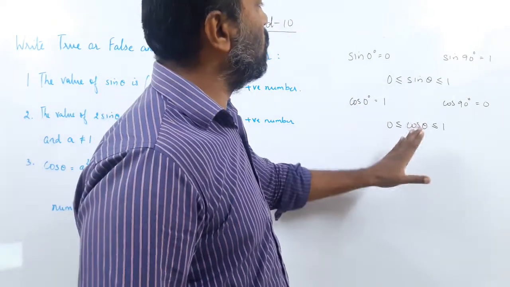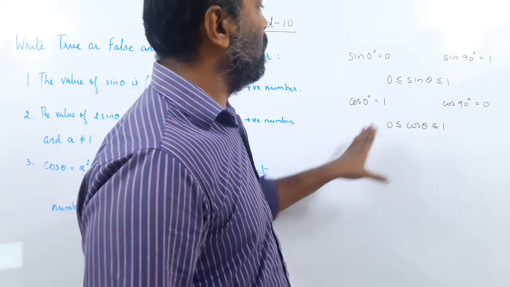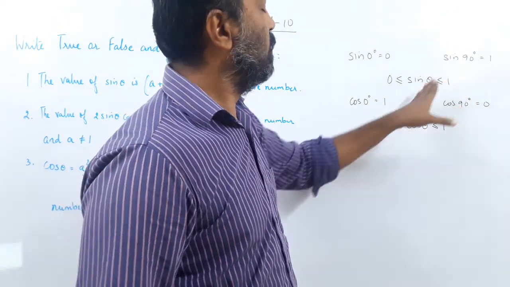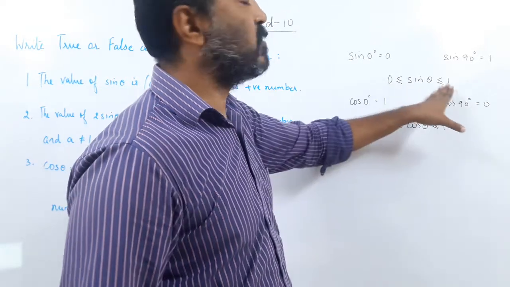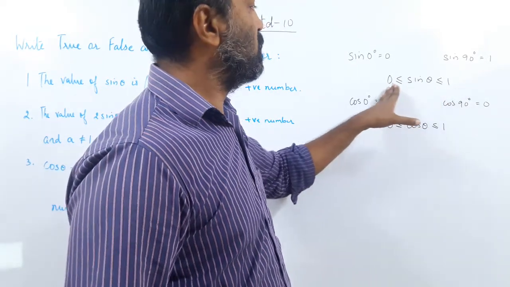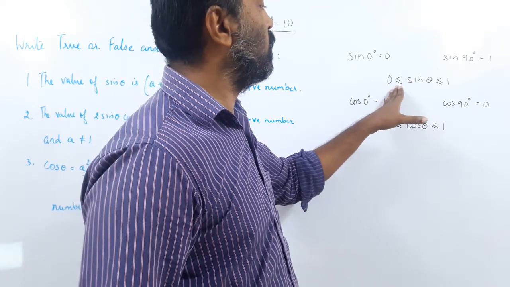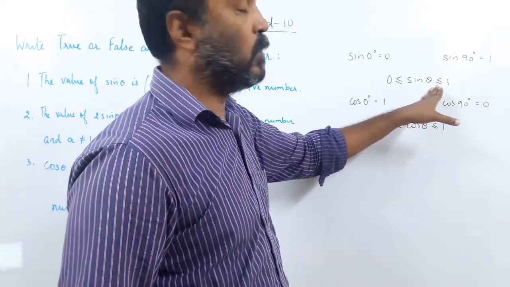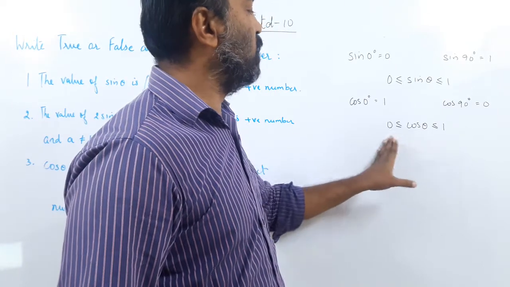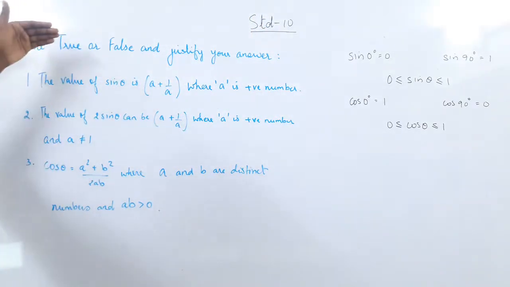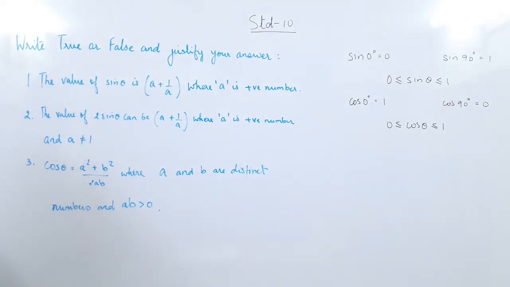But just now you have to remember from our table that for sine theta between 0 and 90 degrees, the lowest value is 0 and the highest value is 1. Means sine theta is greater or equal to 0, but lesser or equal to 1. Same way cos theta will lie between 0 and 1. Now once we know this, we can move to our sums.